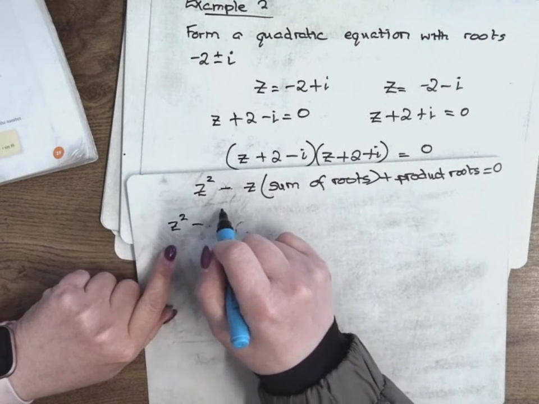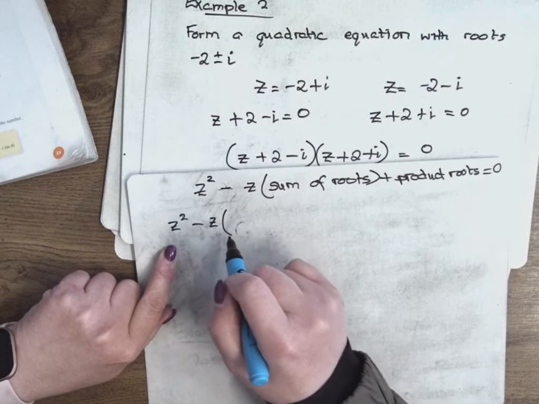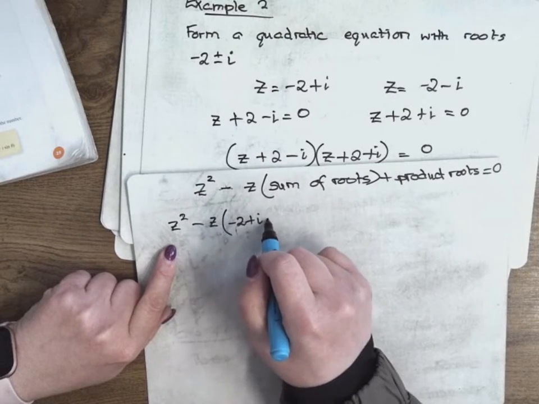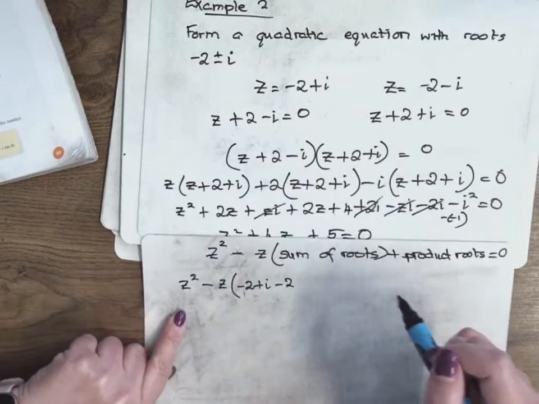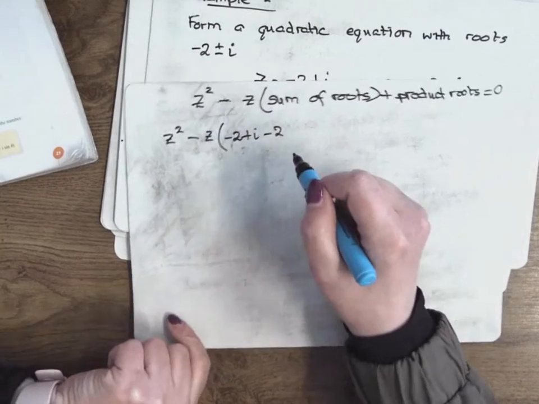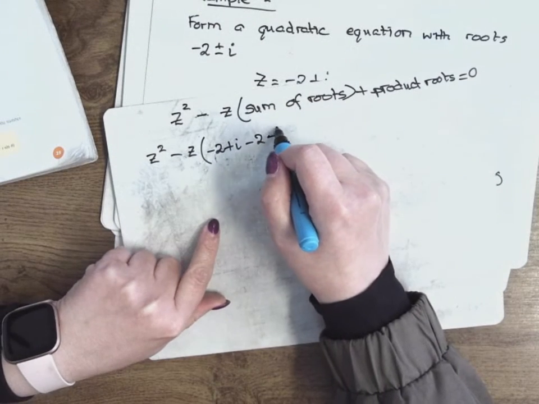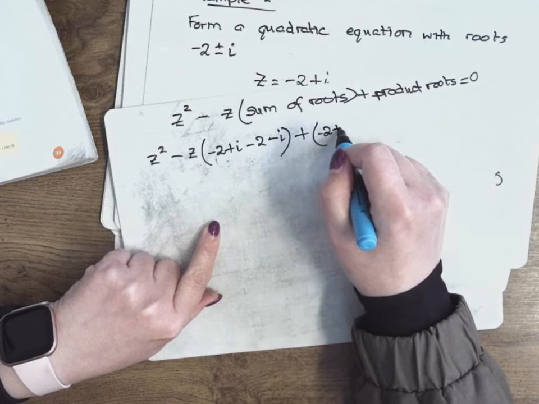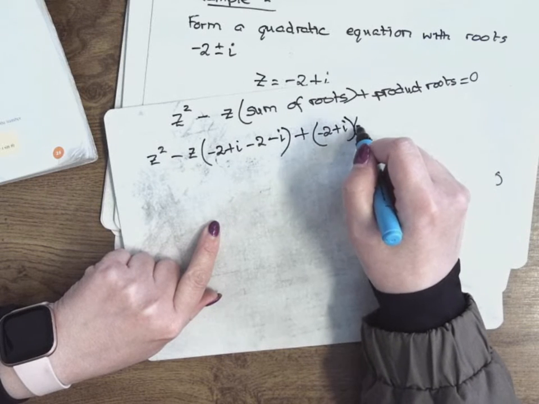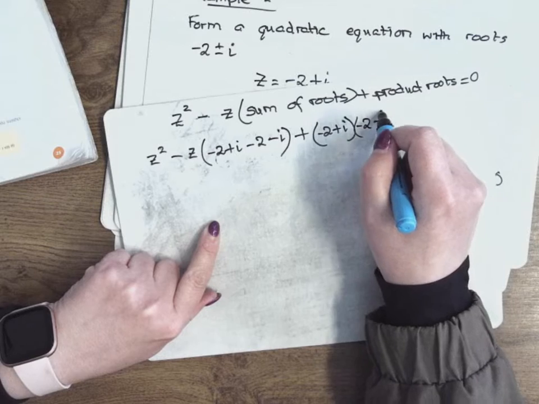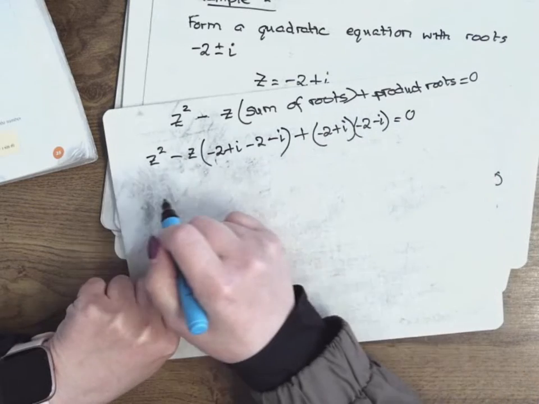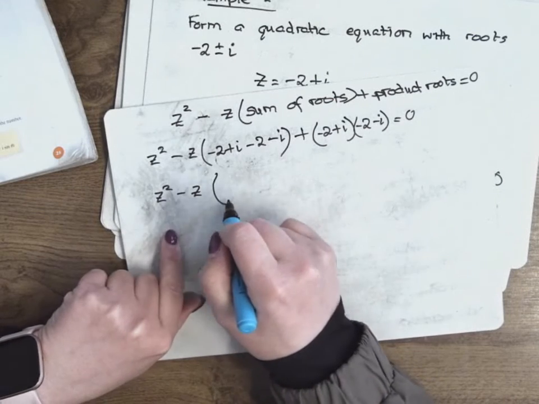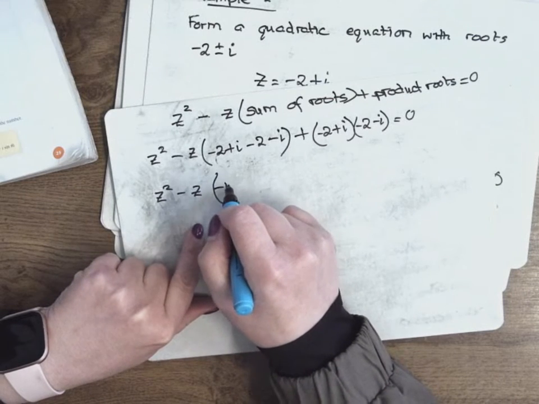minus z times the sum of the roots. That means add the roots. So one of the roots is minus 2 plus i, and the other root is minus 2 minus i. Then plus the product of the roots, so it's minus 2 plus i multiplied by minus 2 minus i equals 0. So that would be z squared minus z times, putting those together inside, it would be just minus 4.